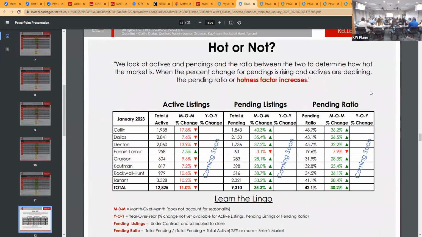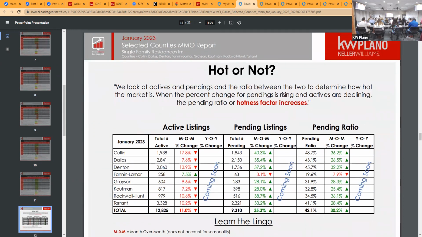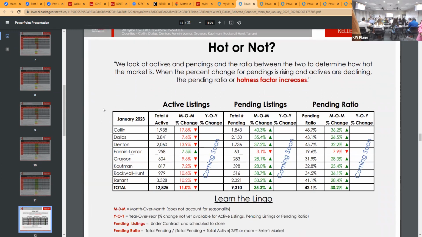Okay, so these pages I find are very helpful on listing presentations. So I'm going to read this. It says, we look at actives and pendings and the ratio between the two to determine how hot the market is. When the percentage change for pendings is rising and actives are declining, the pending ratio or hotness factor increases.